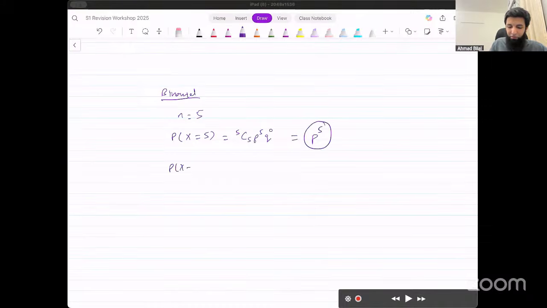Similarly, if it's x equal to 0, in that case, if you want, you can write down q raised to power 5 directly as well. That's okay. There's no problem with that.